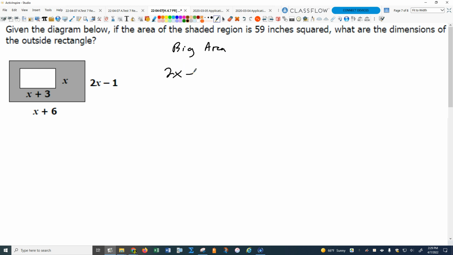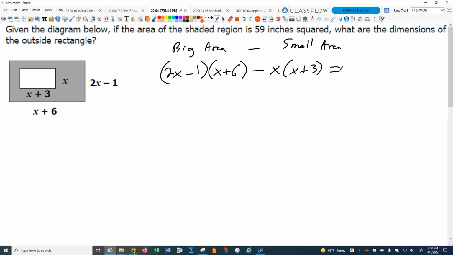So the big area would be 2x minus 1 times x plus 6, minus the small area. What's the small area? x times x plus 3, equals what? 59. So that's really no big deal. Now I just have to simplify that, solve for x, and plug it in, right?